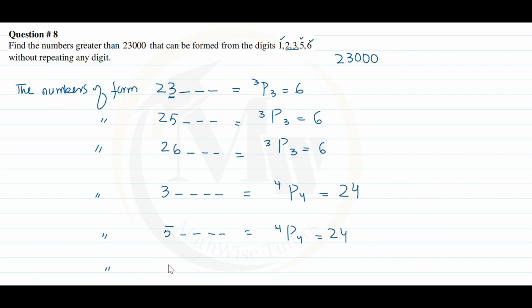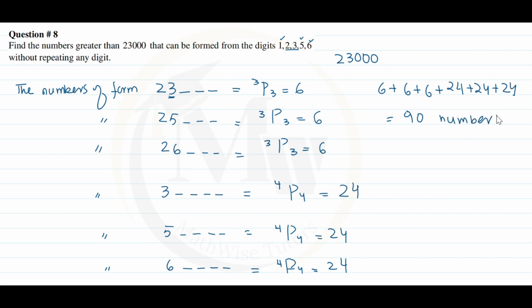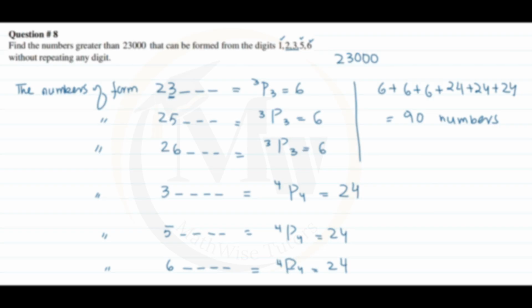Same, the numbers that start with the 6 and remaining 4 digits can be arranged any way. So total number of ways will be 4P4, that's again 24. So the total numbers by using these ways, we will have 6 plus 6 plus 6 plus 24 plus 24 plus 24, and there are 90 numbers that can be made which are greater than 23,000.